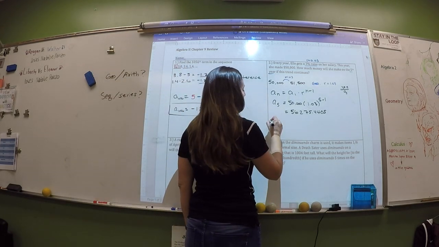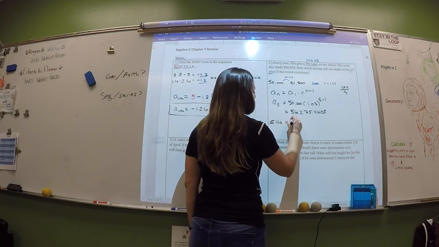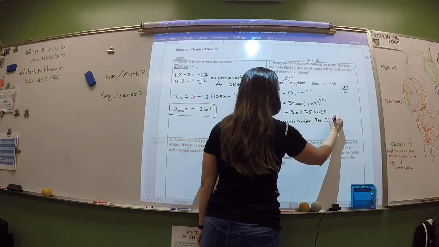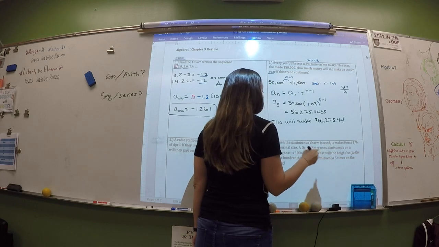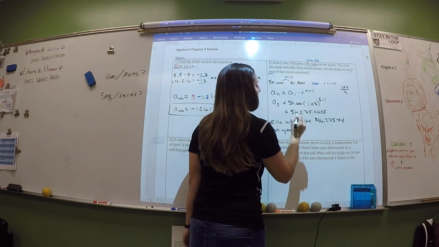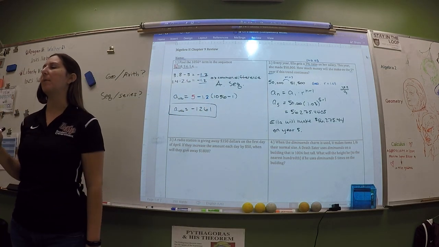So we can say that Ella will make $56,275.44 on year 5. We're rounding to 2 decimal places because it's money.